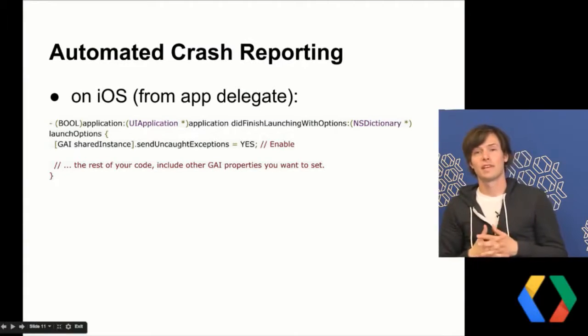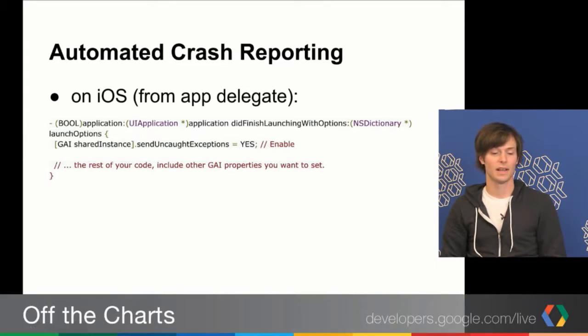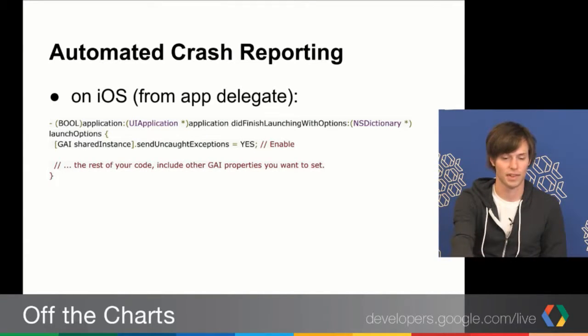And most of the examples I'm going to give today are for Android, but I did want to show a quick example for iOS, just to show you that just like with EasyTracker, it's actually just one line of code to get automatic crash tracking up and running. So you can see here, you just add this line to your app delegate, and it's very similar to the XML file in Android. You just turn it on to send uncaught exceptions.